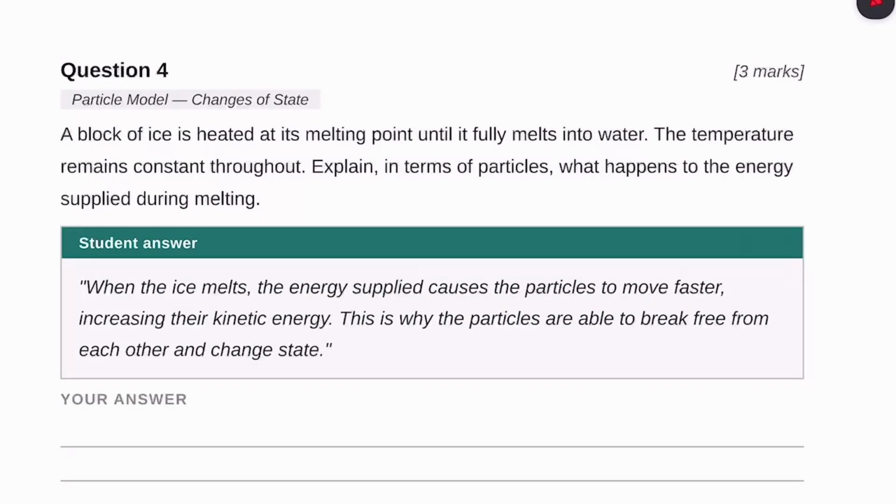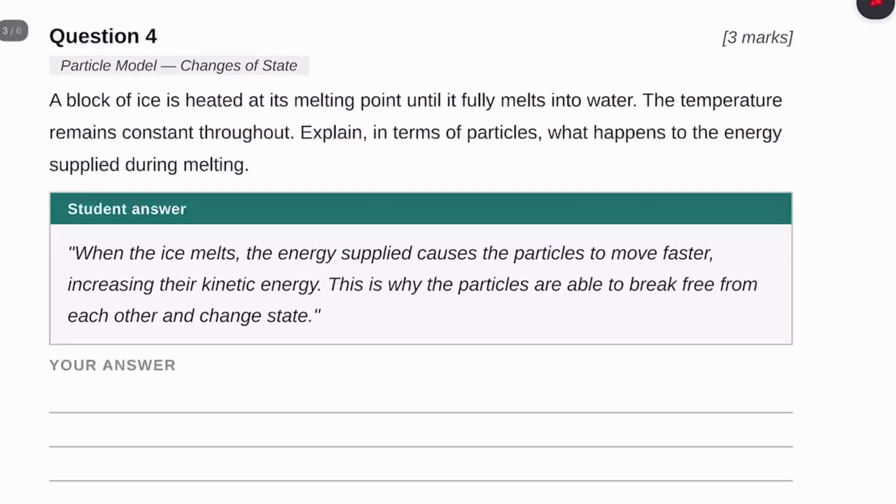Okay, the last question that we'll do in the video then. A block of ice is heated at its melting point until it fully melts into water. The temperature remains constant throughout. Explain in terms of particles what happens to the energy supplied during melting. And what has the student written down?